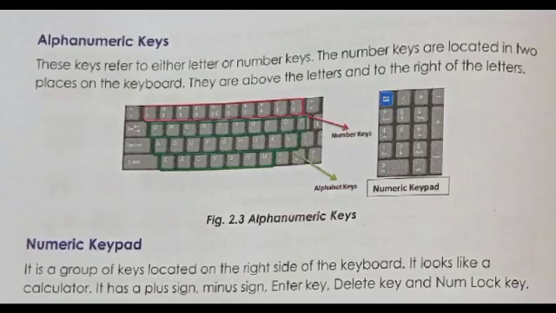Alphanumeric keys. These keys refer to either letter or number keys. The number keys are located in two places on the keyboard. They are above the letters and to the right of the letters. Numeric keypad. It is a group of keys located on the right side of the keyboard. It looks like a calculator. It has a plus sign, minus sign, enter key, delete key and numlock key.